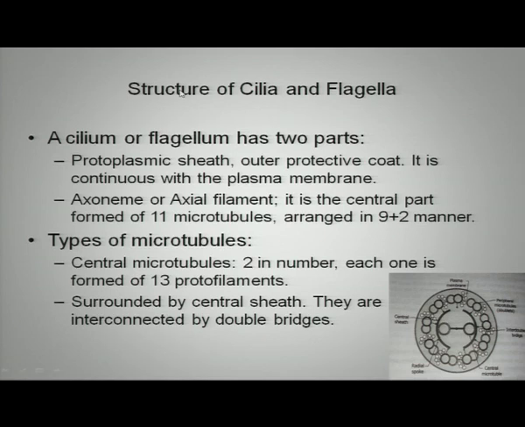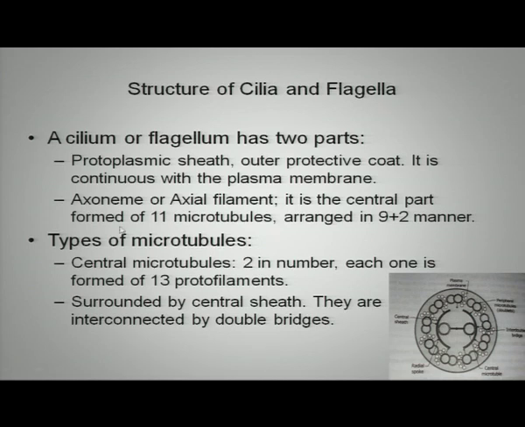Now, here are some of the topics for today's discussion. First comes the structure of cilia and flagella. A cilium or flagellum has two distinct parts. The first one is the protoplasmic sheath. It is the outermost protective coat. It is continuous with the plasma membrane.